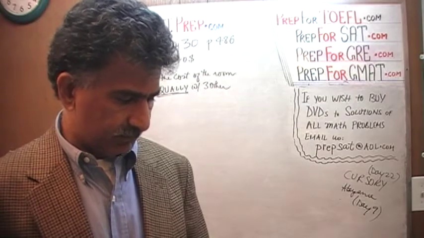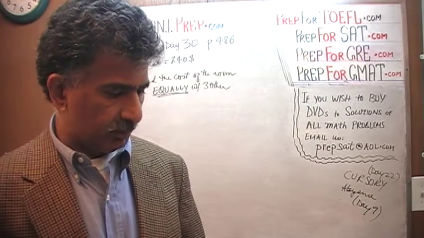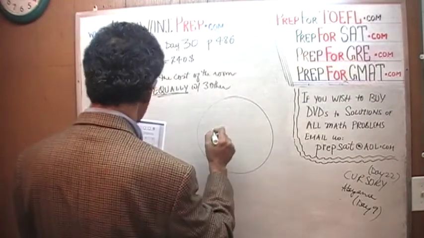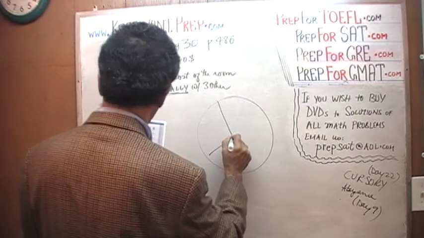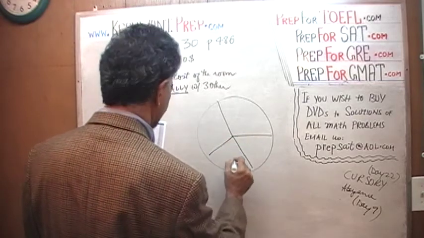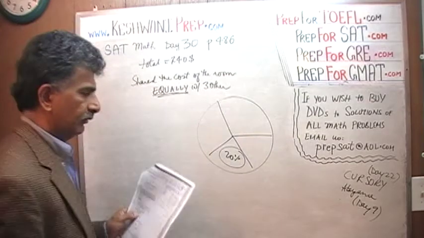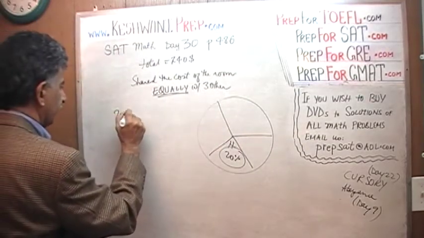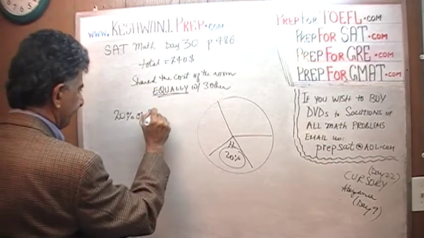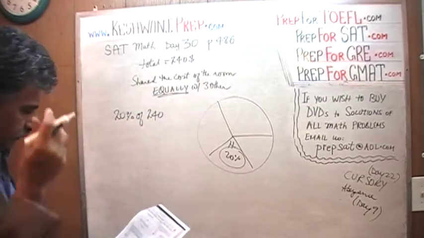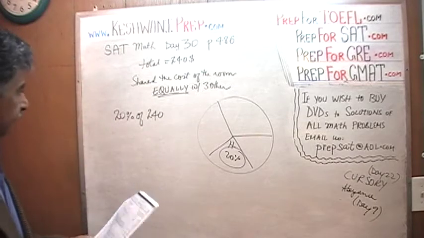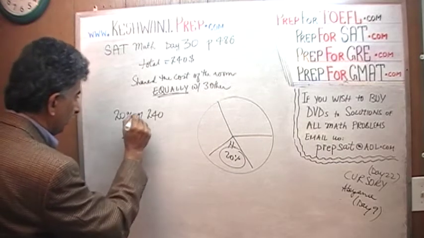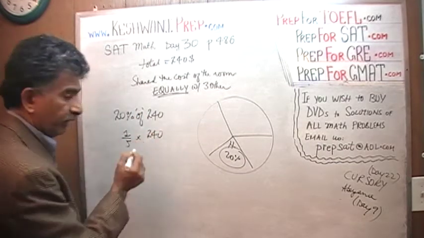What is the question asking? What was the total cost of the hotel room? Alright, so a hotel room, as we can see from the picture, is 20%. This is the cost of the hotel. So let's find 20% of 240. 20% is the same as 1/5. So we're looking for 1/5 of 240.